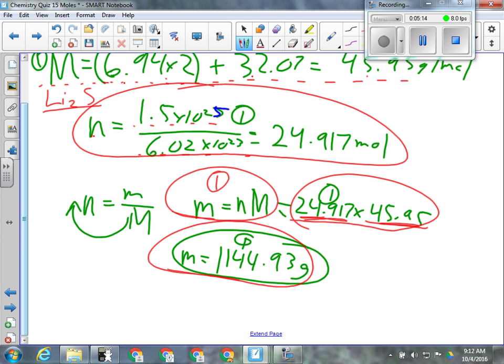I'll take it today, but in the future they got to keep all the decimal places. That's the same thing. I'll take it, but in the future they got to keep all the decimals.